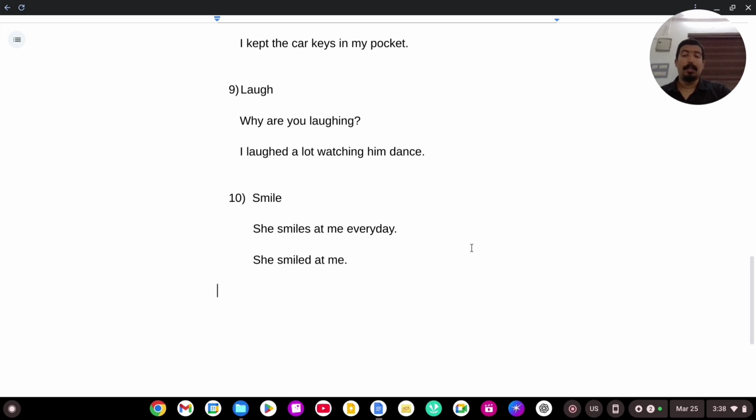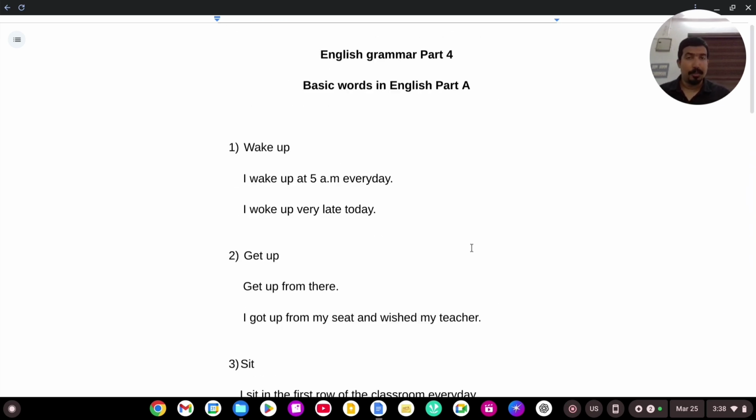So today we learned 10 words and the past form. I hope you understood the portions very well.